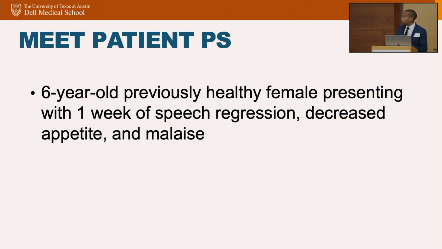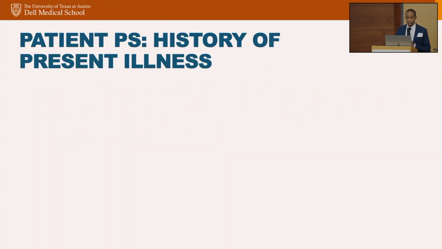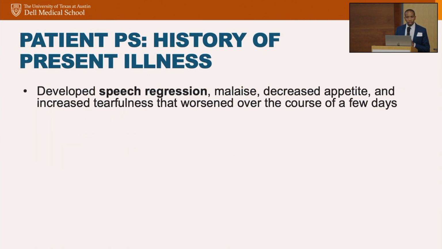So meet patient PS. She is a 6-year-old previously healthy female that presented with 1 week of speech regression, decreased appetite, and malaise. So when talking with mom, the first symptom she really noticed was this speech regression. So this was a 6-year-old female talking in complete sentences, totally understandable, but her speech completely regressed. She was using one-word sentences and kind of babbling at times. Also had some nonspecific symptoms, and so mom brought her to the emergency department to be evaluated.